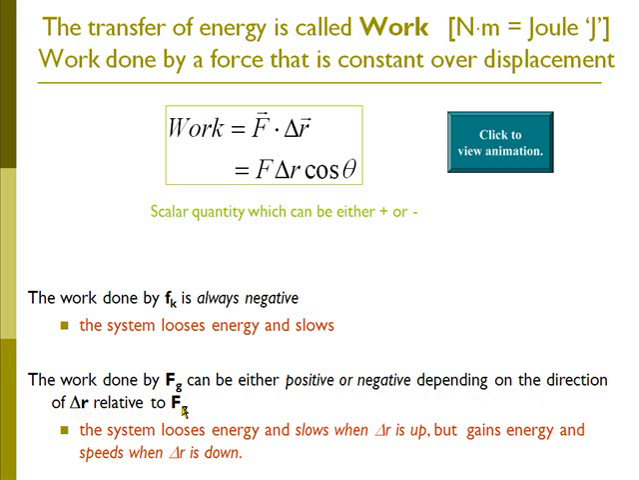Now we know the force of gravity is always downward, so if the object is being displaced upward, the angle between delta R and F is 180, so gravity will do negative work, our object will slow down. If on the other hand our object is being displaced downward, in other words along the same direction as the force of gravity, the angle is 0, and so we say that the force of gravity does positive work on our object. Our object gains energy. Let's view an animation.